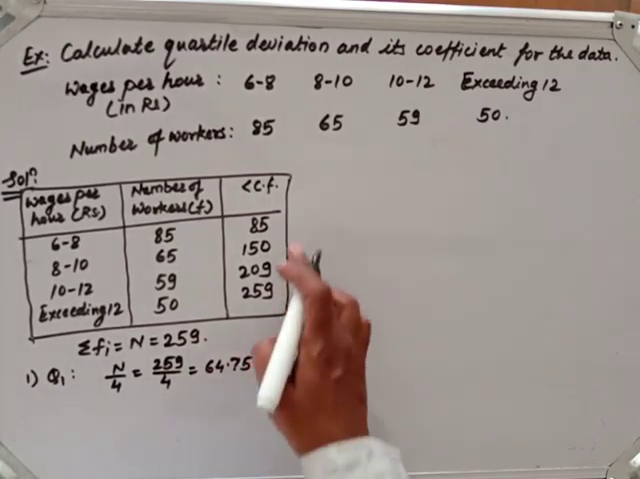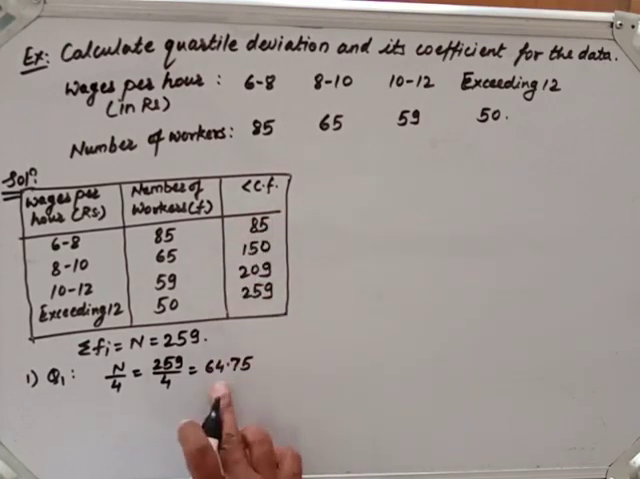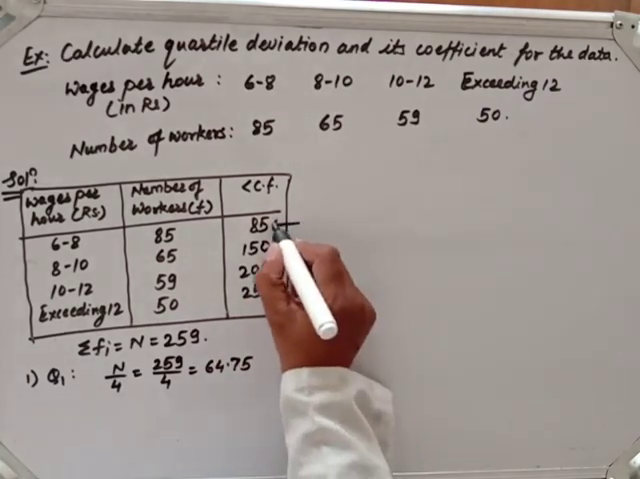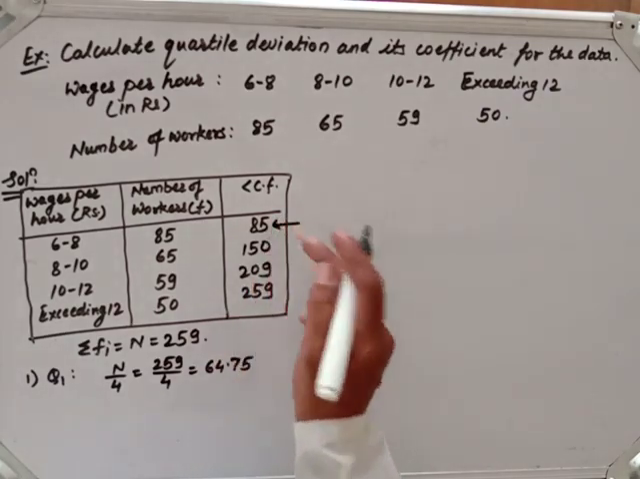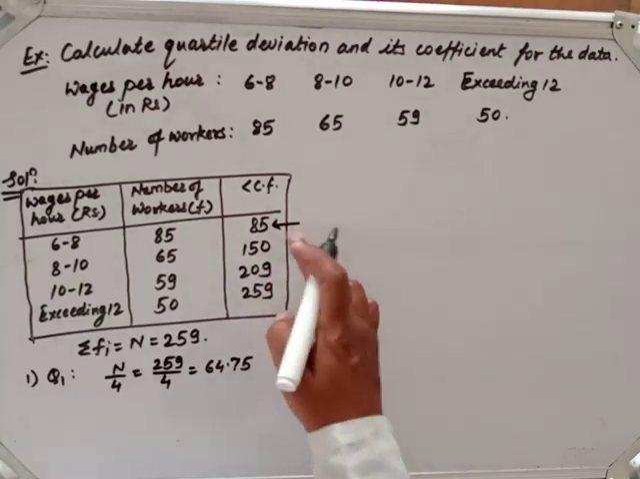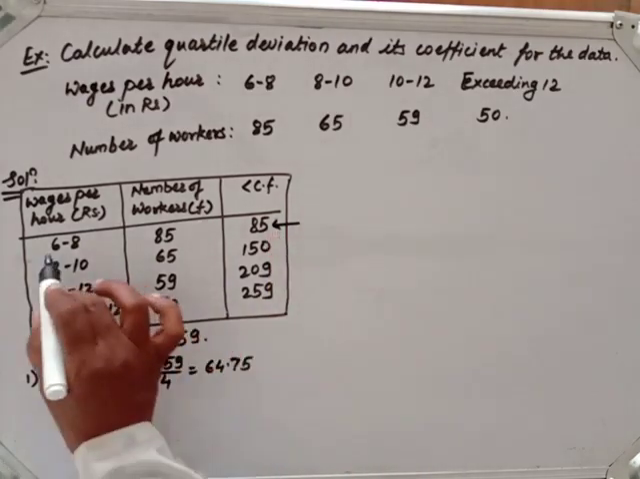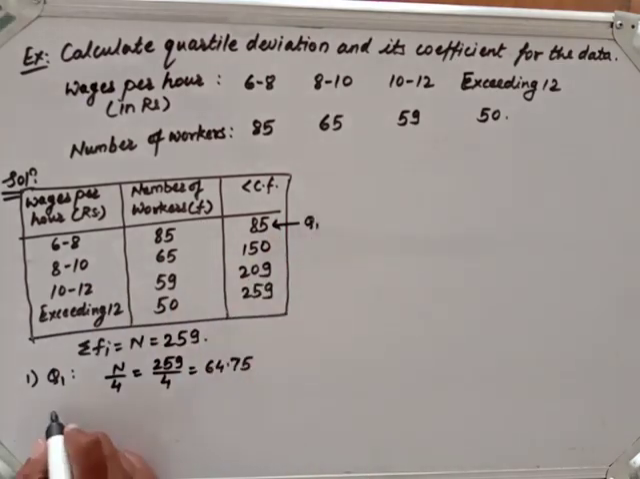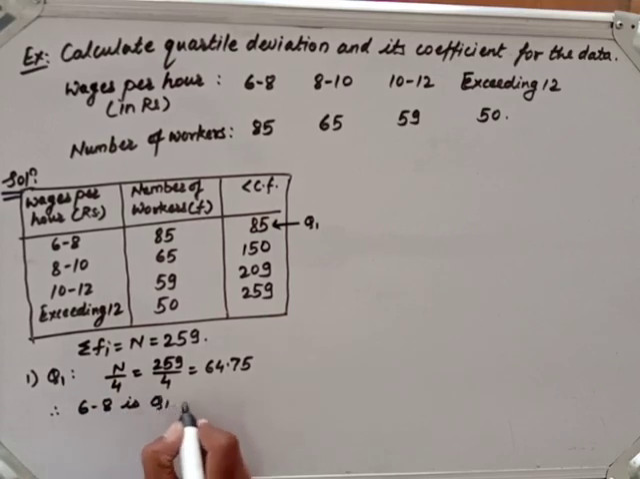Now we have to look for the less than type cumulative frequency which is just greater than this 64.75 for the first time. 85 is just greater than that, and the first time greater is 85. So this 6 to 8 gives the Q1 class. Therefore we get 6 to 8 as the Q1 class. This is required to us. Now as this is the Q1 class, we can easily get the values.